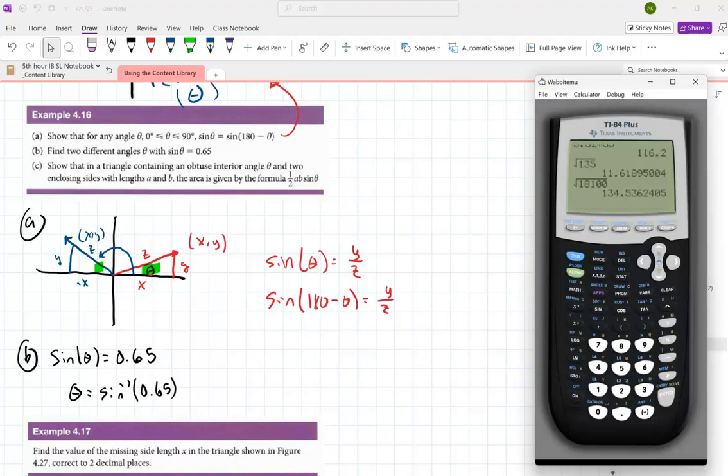What mode should my calculator be in to do this? Yeah, always degrees in this class. No radians at all. So just do sine inverse of 0.65. And that's 40.54.